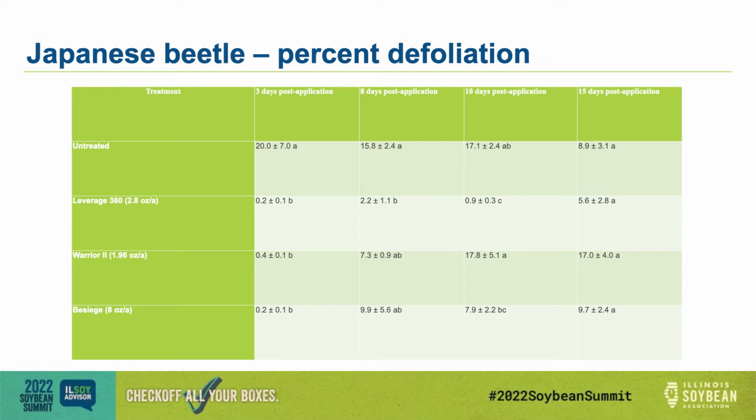But here's what we look at: pretty dramatic reduction in the level of defoliation at 1 day. You'll see there's a lot of just background variability in these data. That's one of the things that makes this a challenge. When we get out to 15 days post-application, we didn't really have much of anything left.